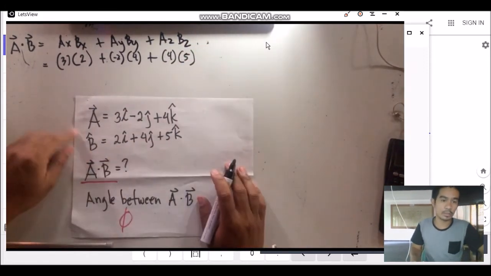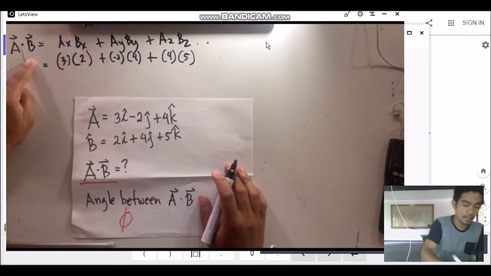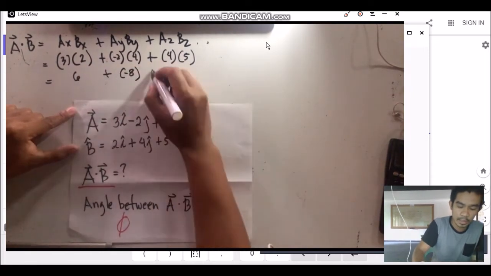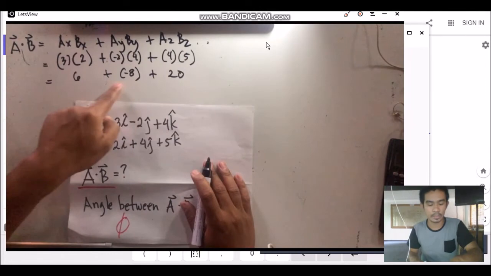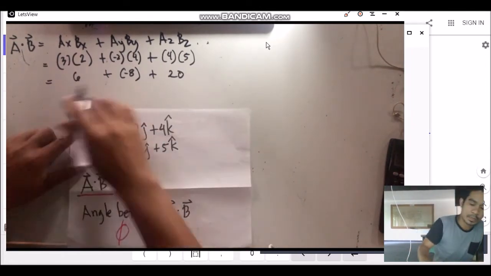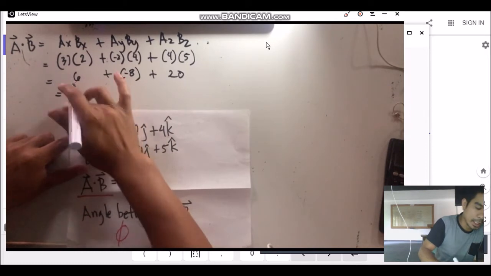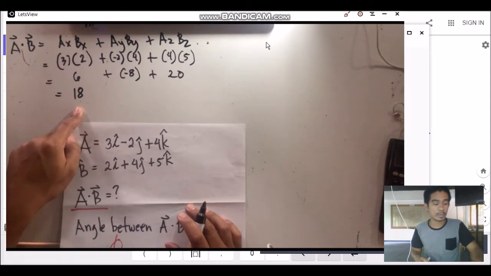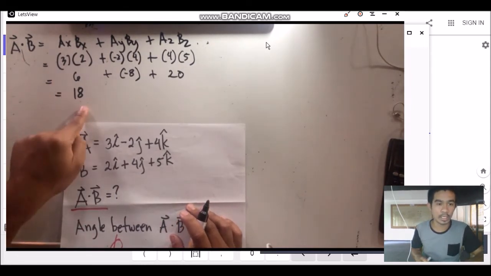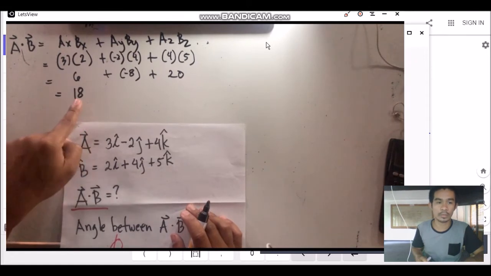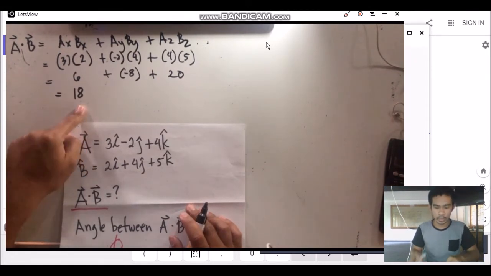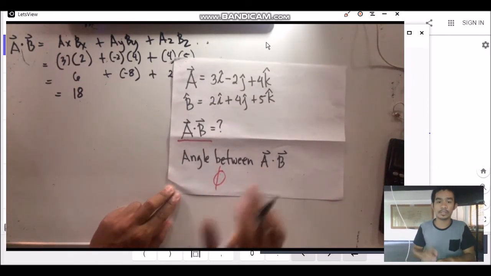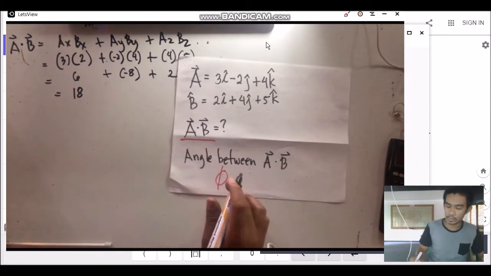So we can now look for vector A dot vector B. 3 times 2 is 6, plus negative 8, plus 20, that's 18. So this is the dot product of vector A and vector B. It's a scalar quantity. It has no direction. It has no unit vector. Next, we need to look for the angle between vector A and vector B, or the angle phi.